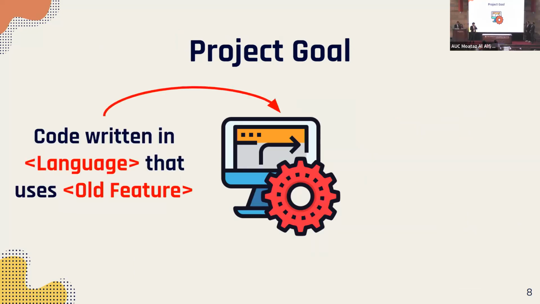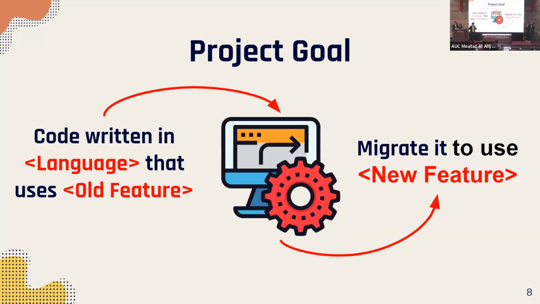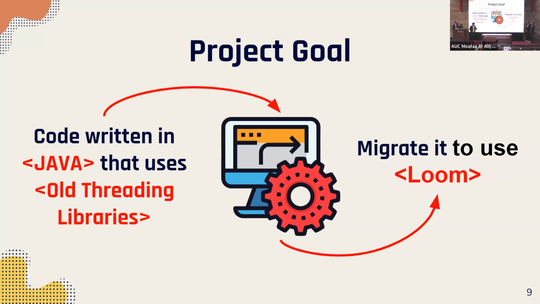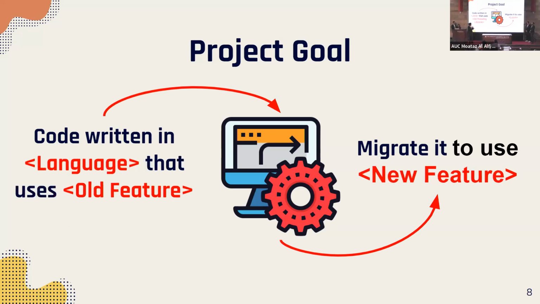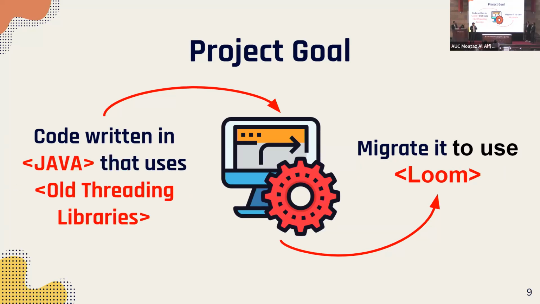The task of the tool would be, given code written in a specific language that uses a specific old feature in this language, to migrate it to use a newly introduced feature in this same language. However, tackling this general case would be very complex because we don't want to tackle each programming language and each feature in each language. So we narrow it down to Java as our main programming language, and all threading libraries and Loom to be the features we're going to migrate between.